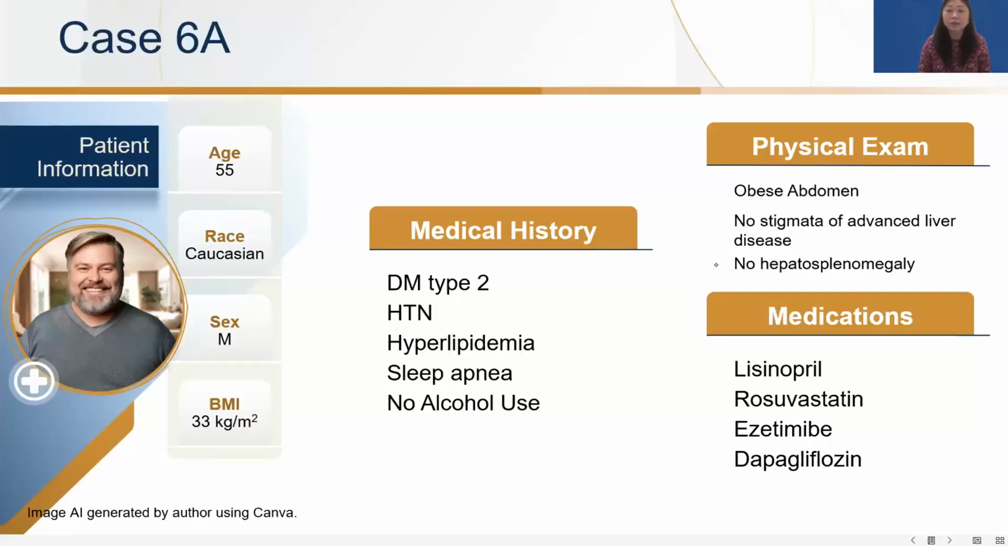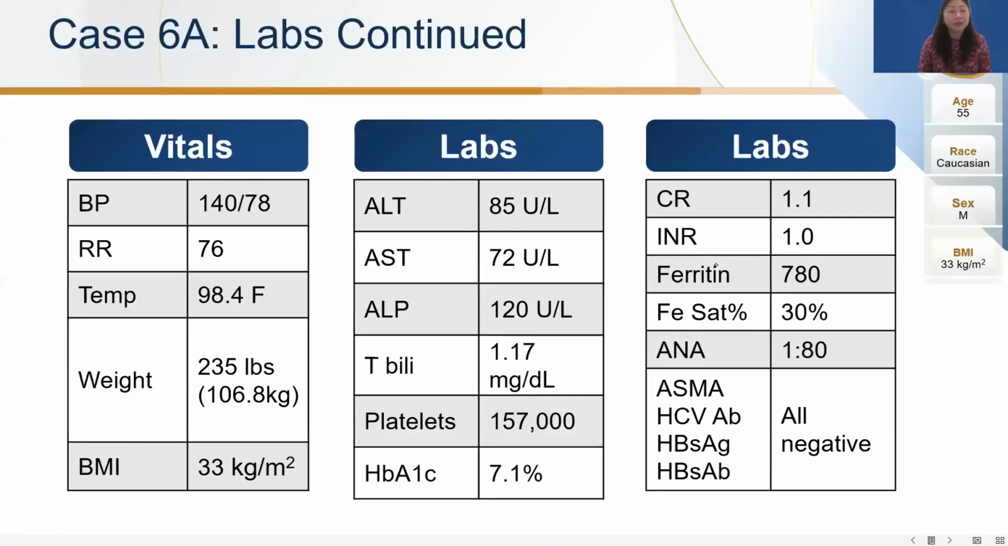On physical exam, he has obese abdomen, no stigmata of advanced liver disease, and no hepatosplenomegaly. His medications include lisinopril, rosuvastatin, ezetimibe, and dapagliflozin. His vitals show that his blood pressure is 140/78 and his BMI is 33. His labs show elevated ALT of 85, AST 72, with normal alkaline phosphatase, total bilirubin, and platelet counts. His A1C is 7.1. His creatinine and INR are normal.